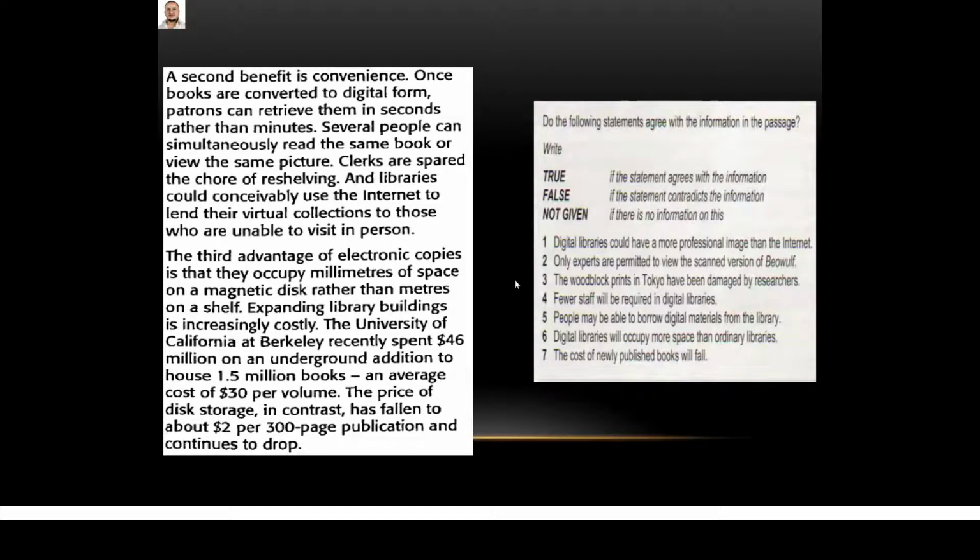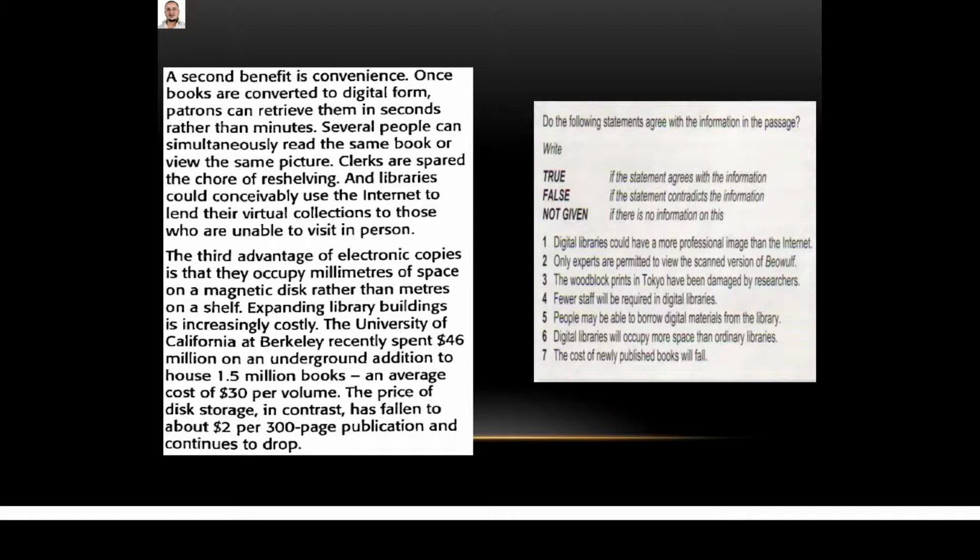Let's see number 7. The cost of newly published books will fall. Let's go on. Expanding library buildings is increasingly costly. The University of California at Berkeley recently spent $46 million on an underground addition to house 1.5 million books. An average cost of $30 per volume. The price of disk storage, this is really important. The price of disk storage, in contrast, has fallen to about $2 per 300-page publication and continues to drop.